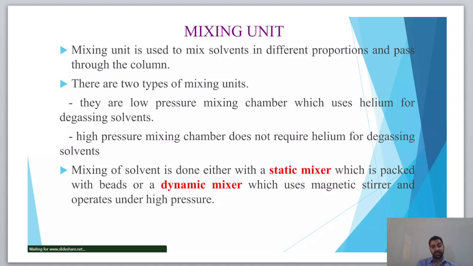There are two types of mixing unit. They are the low pressure mixing chamber, which uses helium for degassing solvent, means mainly we are using helium as a degasser, means whatever the air bubbles present in the solvent, that we have to remove using this mixing unit. Because any air bubbles present in the solvent can affect the shelf life of the column as well as the separation throughout the liquid chromatography.